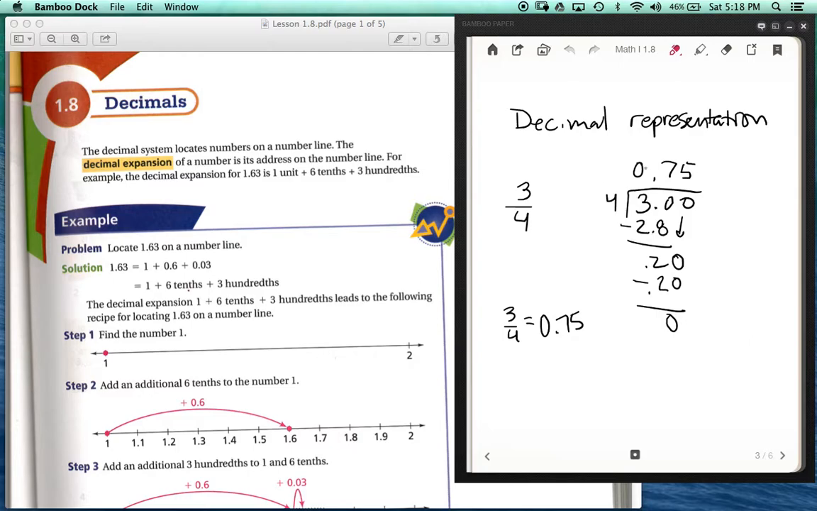Anything can have a decimal representation. So your basic fractions, 3/4, you're going to take 3 divided by 4. I did the long division here for you, but you see it equals 0.75. So 3/4 is equal to 0.75. That's one you should try to remember. 1/4 is 0.25. 1/2 is 0.5.